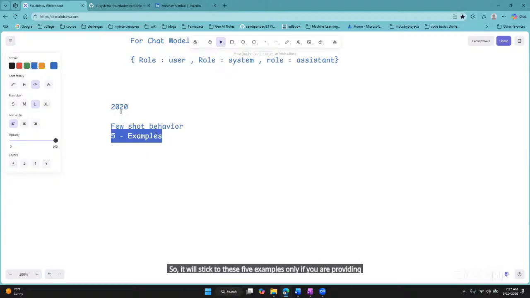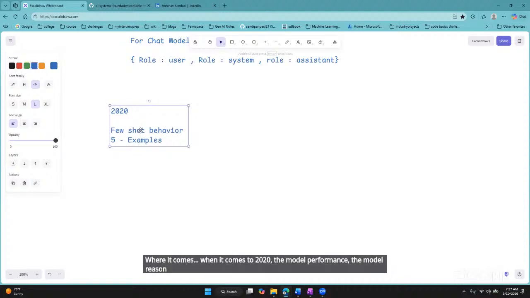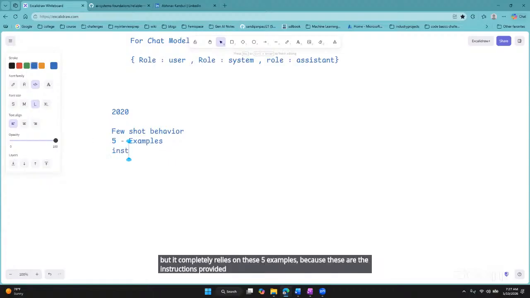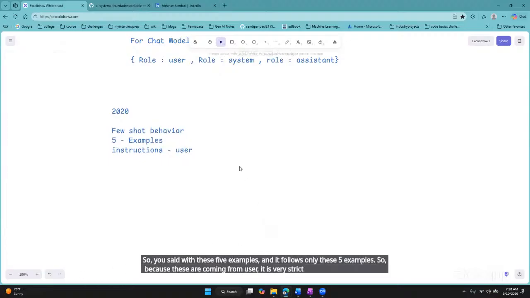That is how the model performance and reasoning were in 2020. It may not understand correctly, but it completely relies on these five examples because these are the instructions provided by the user. It follows only these five examples, and because they come from the user, it is very strict at that point of time.